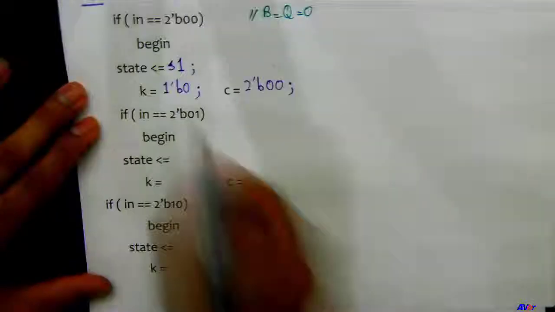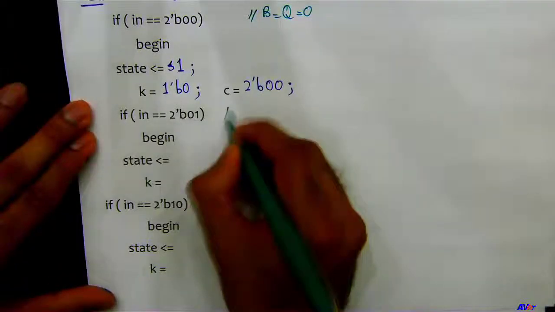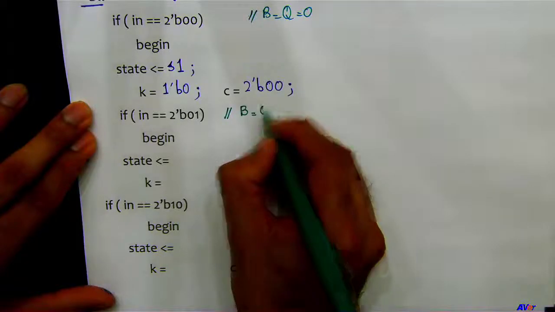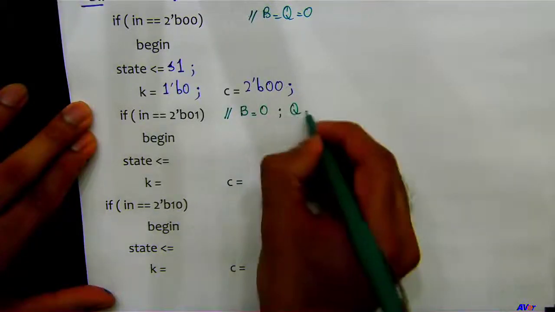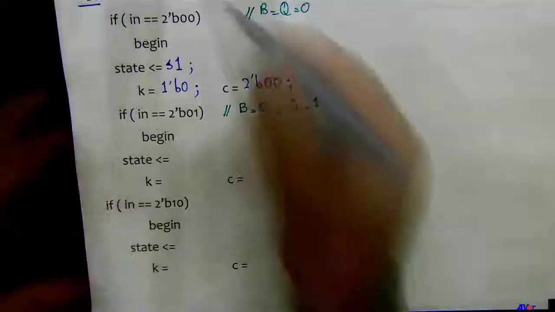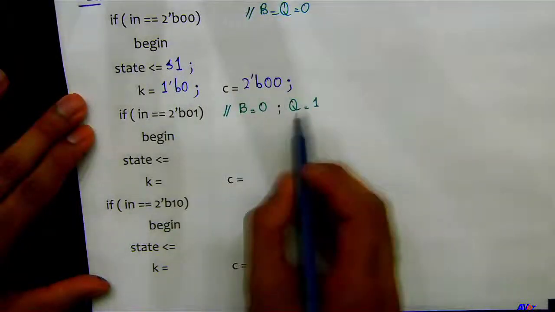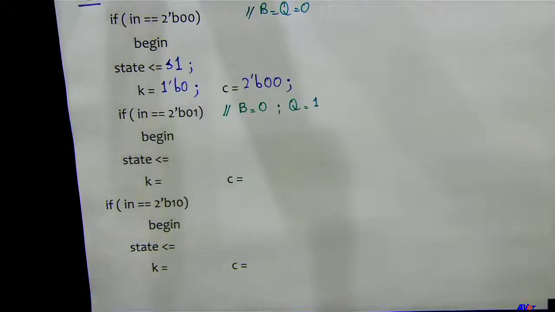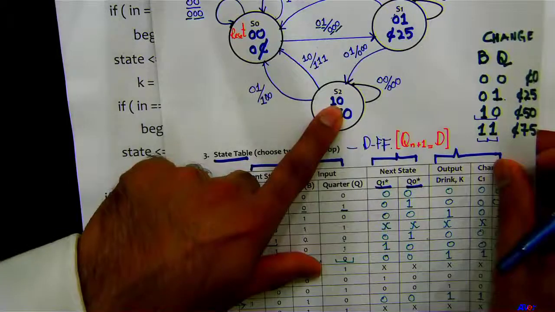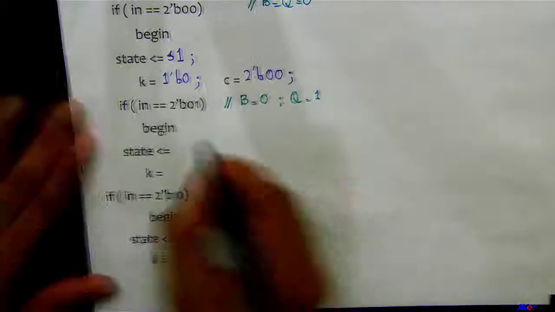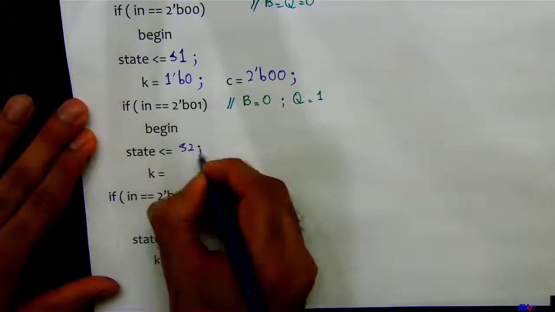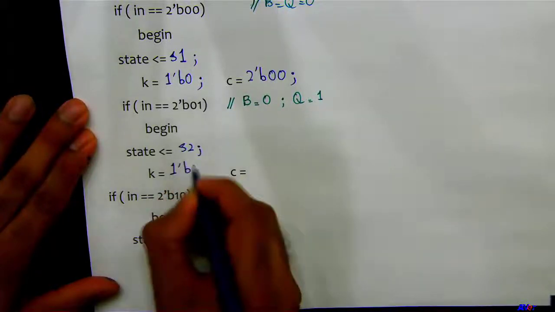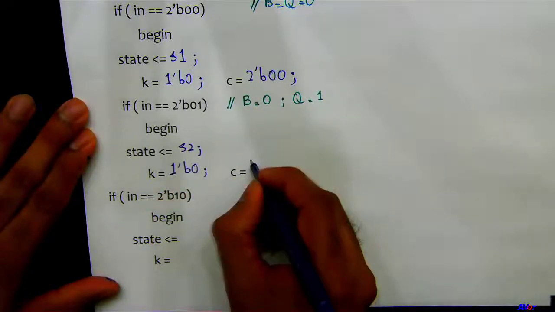Okay, next combination, we have B equals 0, and then Q quarter is 1. So initially we had 25 cents. We have quarter going in, so the next state is going to be 50 cents. And we know 50 cents is S2, okay? So we go to S2. K is going to be what? 0. Good job. And change is going to be 0 as well.